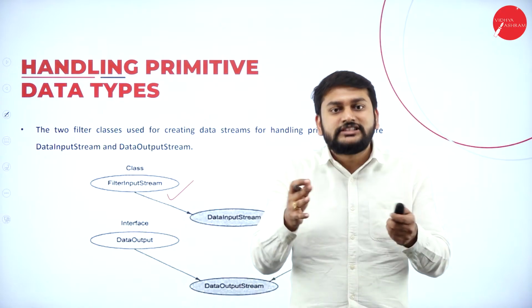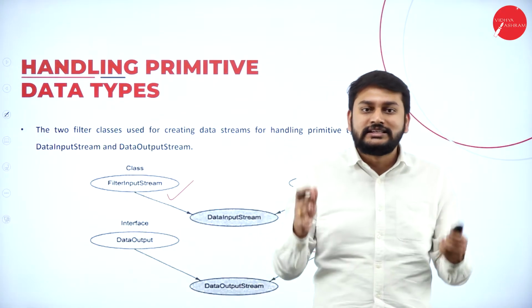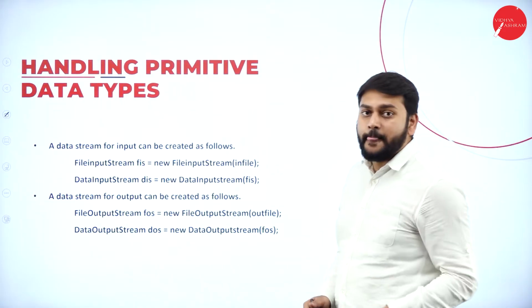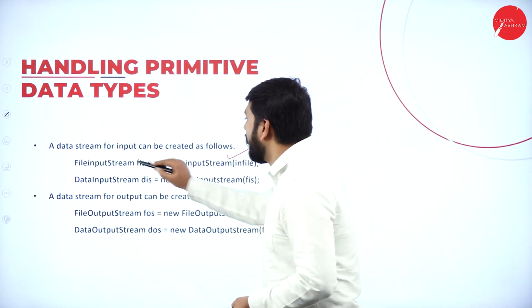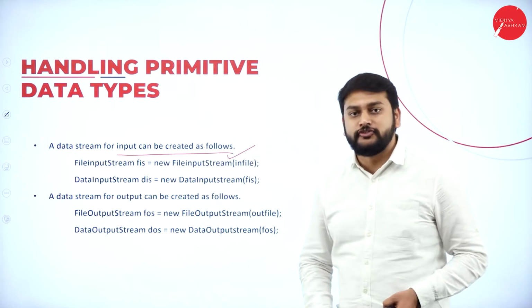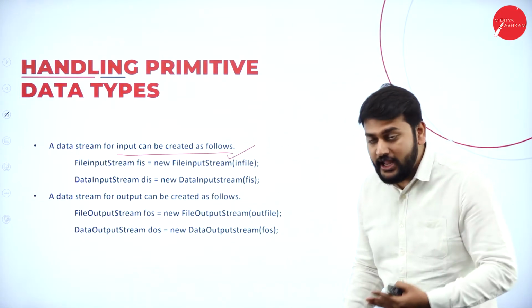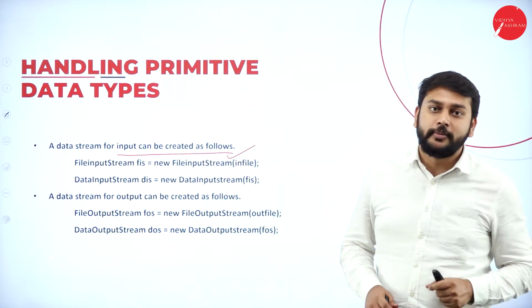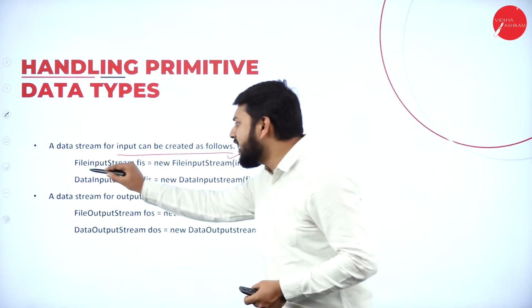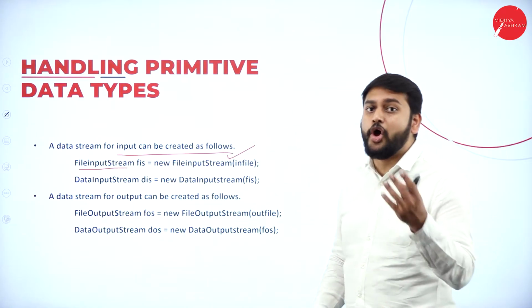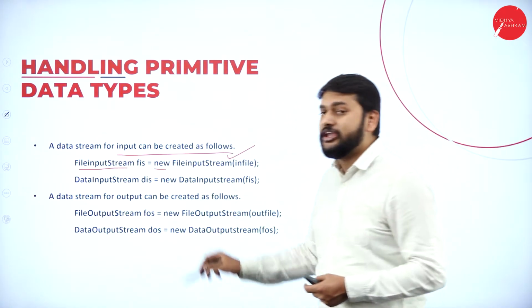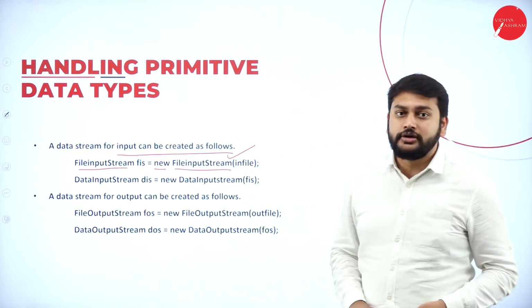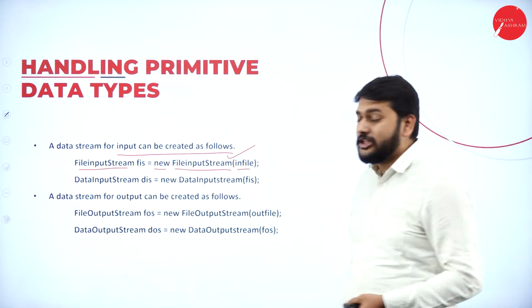So guys, let's check out the exact syntax for these classes. Please observe, the data stream for input can be created as follows. I will be writing this especially to handle the primitive data type. I will be using file input stream and the object for that with the keyword new, followed by the same constructor, and I will be passing in file. That's what you need to remember.